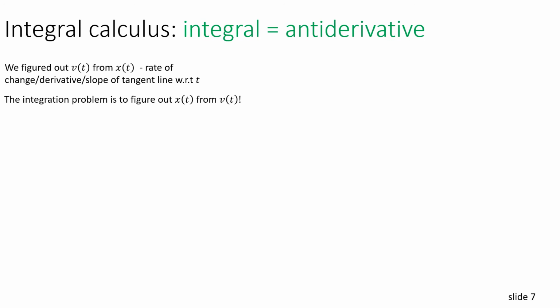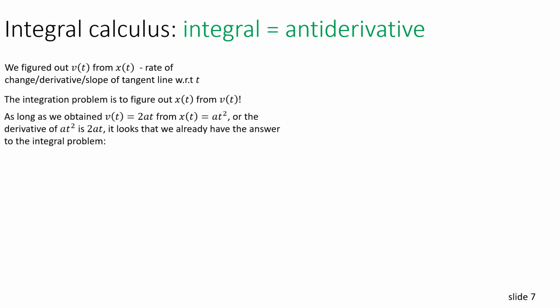So we know that v of t is the derivative of x of t. Then x of t is the integral or antiderivative of v of t. As long as we know the math to get v of t equals 2at from x of t equals at squared, like what we just did, it looks like we already know the answer to the integral problem. That is, the integral of v of t is x of t.